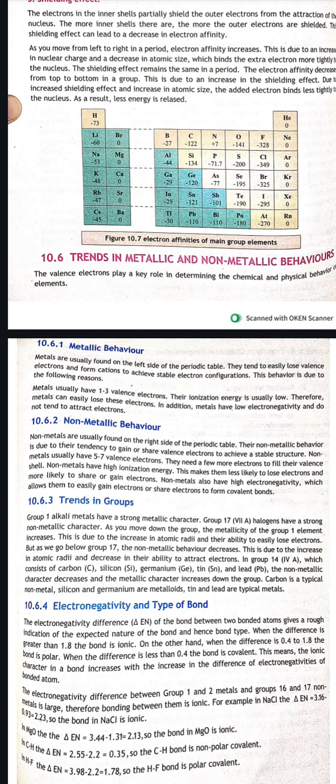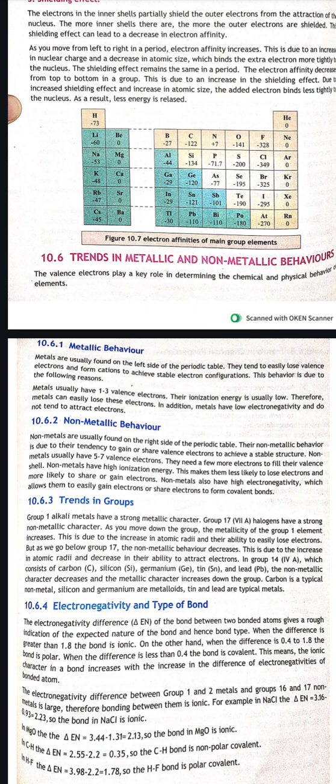As you move from left to right, the electron affinity increases due to the increase in nuclear charge and decrease in atomic size, which binds an extra electron more tightly. Again, they are saying the same things. The shielding effect remains the same in a period. The electron affinity decreases from top to bottom in a group. This is due to the increase in the shielding effect. Due to increased shielding effect and increased atomic size, the added electron binds less tightly to the nucleus. As a result, less energy is released.